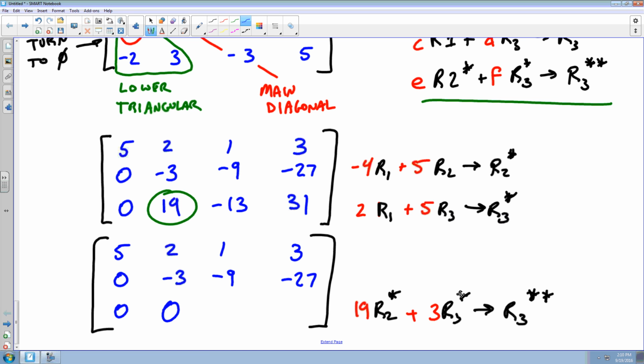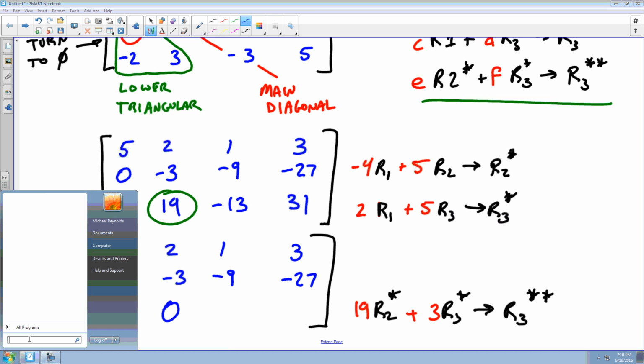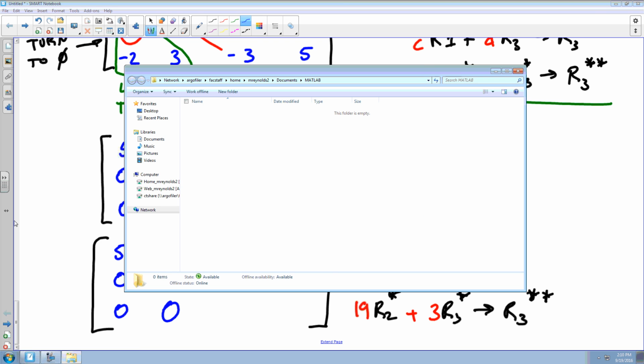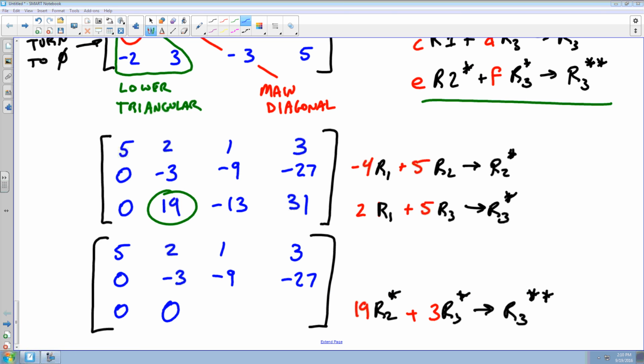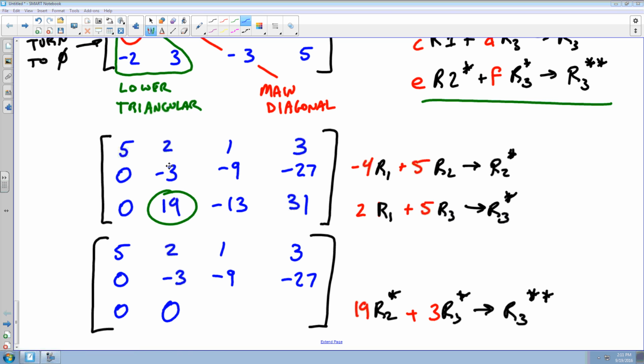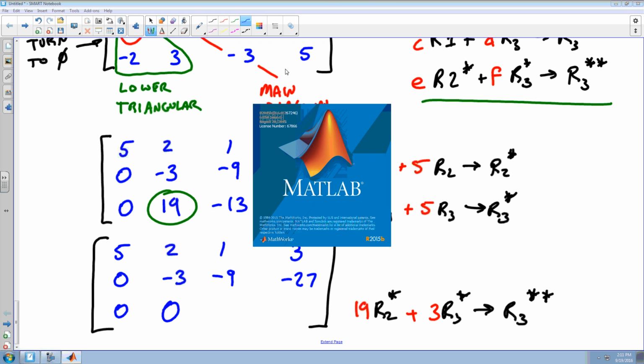The other ones get a little messy. May have to use, you know what? I'm going to fire up Matlab anyways. Because, where's that? Why can't you just search me? Whatever. Let's do this. I'm going to fire up Matlab just to help me do a couple of these last ones here.